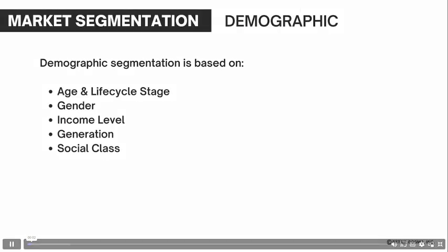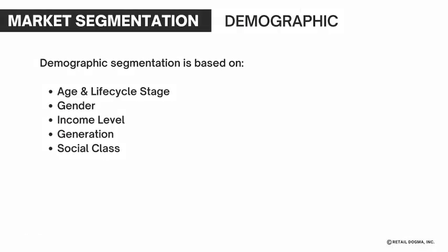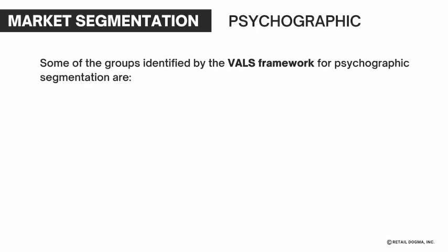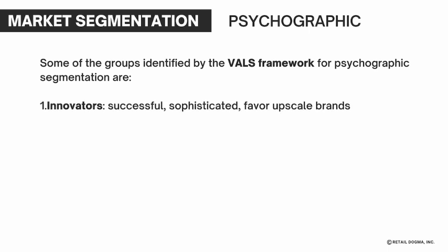As we could see from the previous example, demographic segmentation includes age and life cycle stage, gender, income level, generation, and social class. People could belong to the same demographic group, but have different psychographic profiles. In psychographic segmentation, customers are segmented based on psychological and personality traits, lifestyles, or values. Some of the groups identified by the VALS framework for psychographic segmentation are innovators.